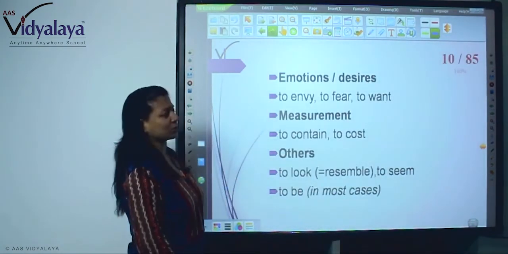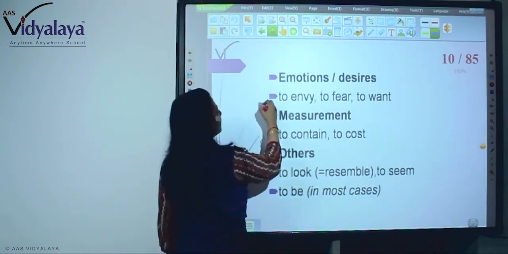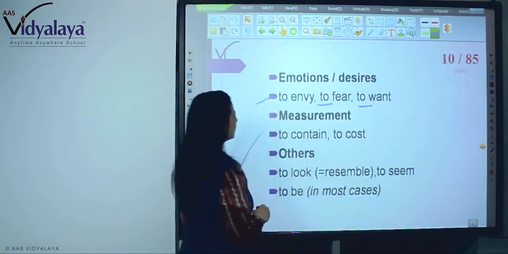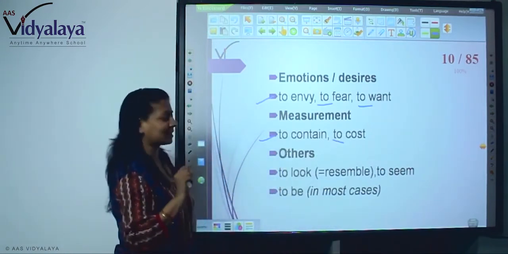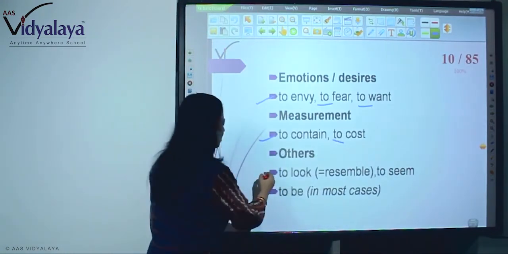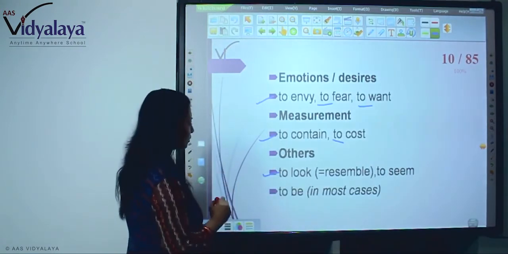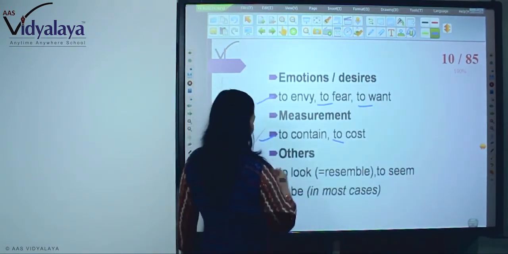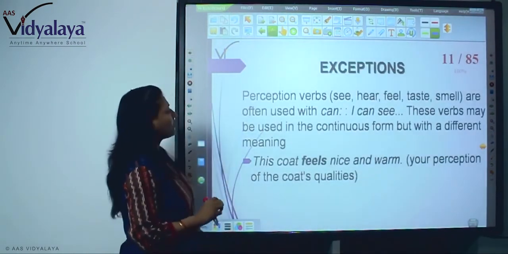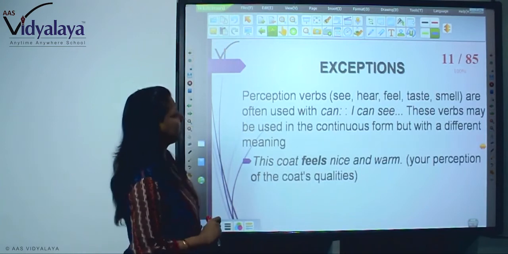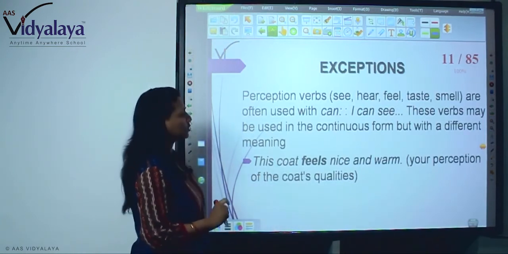Now emotions and desires, to envy, to fear, to want. Measurement, to contain, to cost. Here this will not be in present continuous. Others, to look, to resemble, to be in most cases, right? Here, exceptions. Now perception verbs see, hear, feel, taste, smell are often used with can.